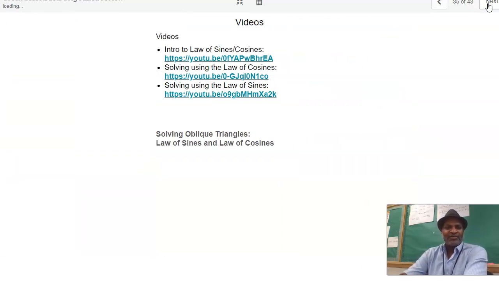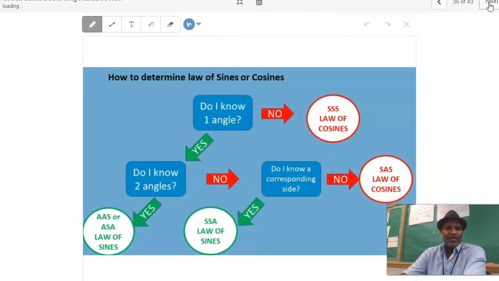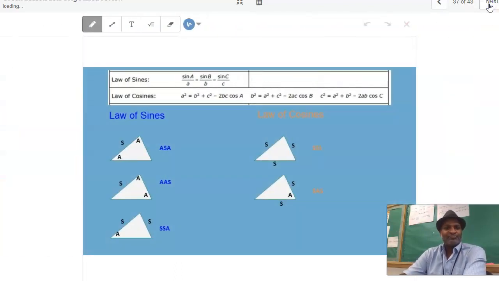And here are 3 nice videos on the law of sines and cosines, which we use to solve triangles that are not right triangles. And here's the flow chart for determining which law you're going to use on a given problem. Okay, so if you're using law of sines, you've got to have an ASA or AAS or SSA condition. But if you only know the sides, then you're going to use the law of cosines. If you have an SAS, where the angle is in between the sides, you use the law of cosines.